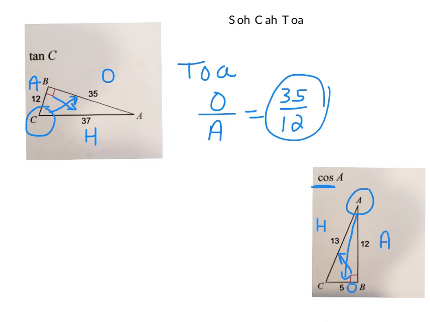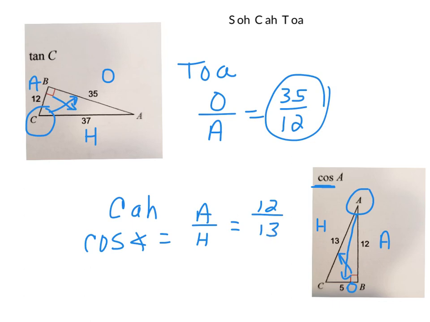Going back to what they want, the cosine. So cosine deals with those three letters. So again, that tells me that the cosine of an angle is A over H. And then if I just look at the picture that I've labeled really well, the adjacent is 12 and the hypotenuse is 13. These cannot be reduced, so that would be your final answer.